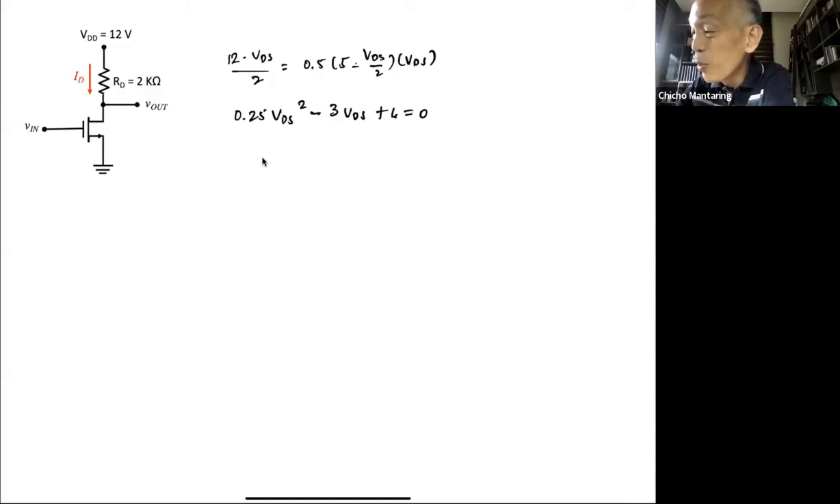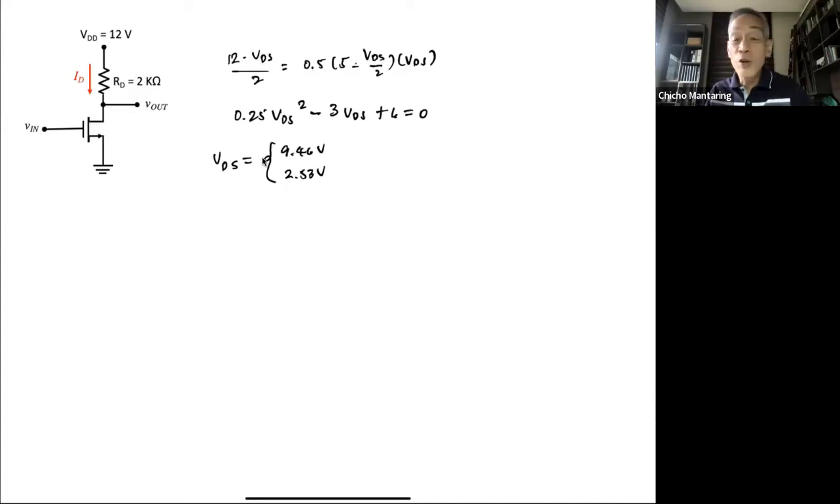The 0.25 is 0.5 times 1/2, then you have your VDS squared. And then this is 2.5 VDS plus 0.5 VDS is 3 VDS, and then moving to the other side, it becomes minus 3 VDS. So using your calculator, you can get the roots. You're going to come up with two solutions: 9.46 volts and 2.53 volts. Now, only one of these is going to be valid.